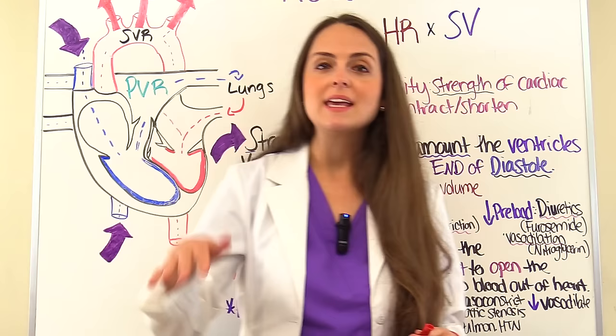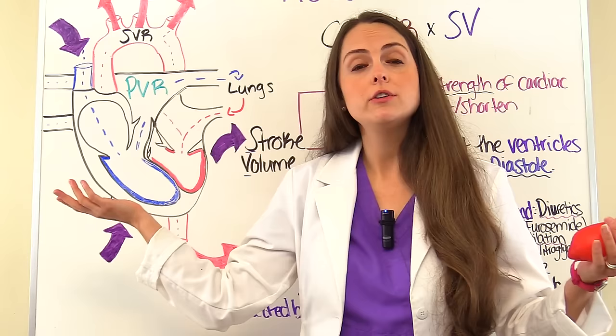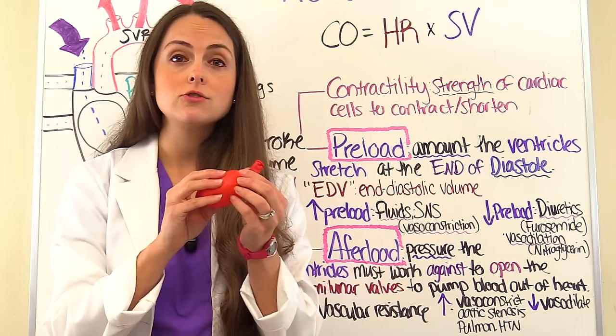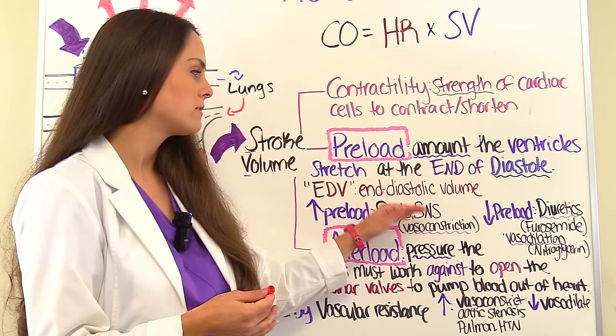When we give that drug, it's going to pull fluid out of the blood volume, and it's going to decrease the amount of blood return coming to the heart. If you don't have a lot of blood volume coming to the heart, that's going to decrease how much these ventricles stretch once they're filled, hence decreasing preload. Another way is through vasodilation. It'll have the opposite effect of what vasoconstriction had. A drug that can do that is nitroglycerin.